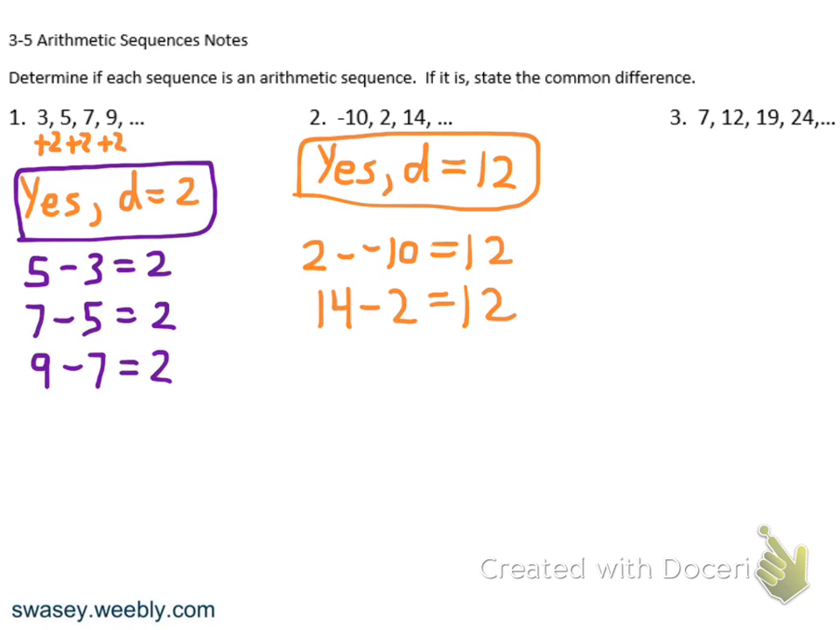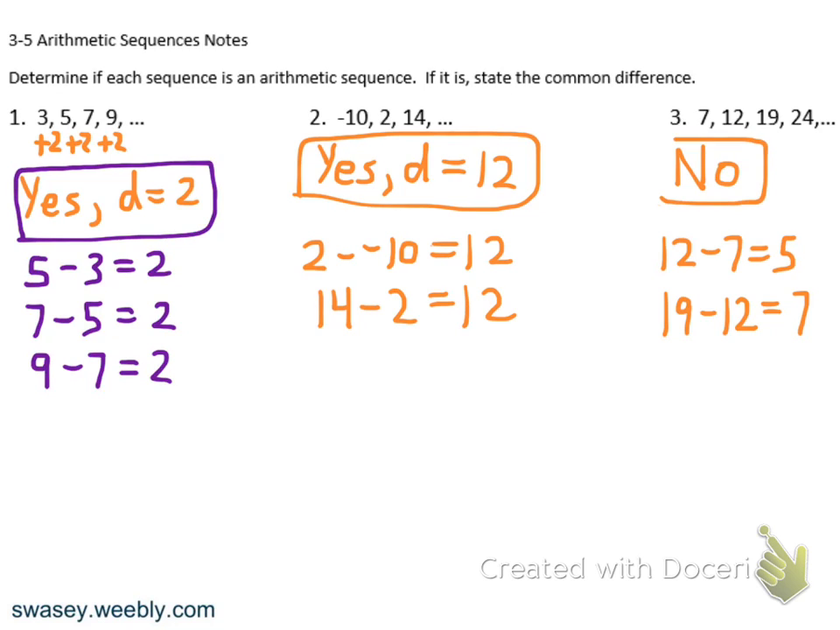On number 3, we'll do 12 minus 7 and get 5. Then if we do 19 minus 12, we get 7. These are not a common difference, so it's not an arithmetic sequence. We're not just adding the same number each time.